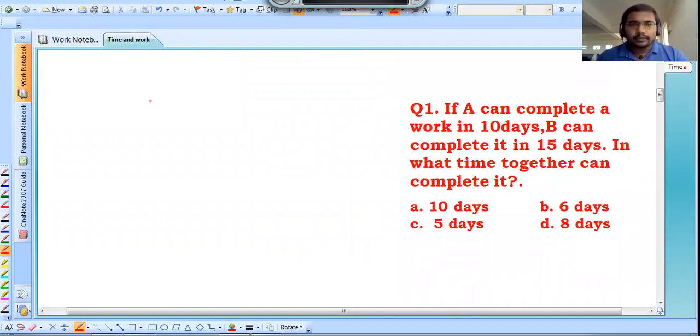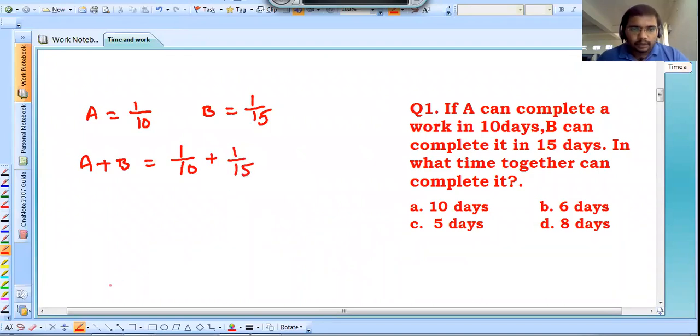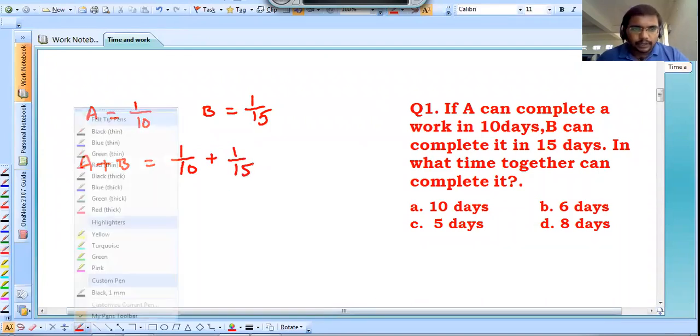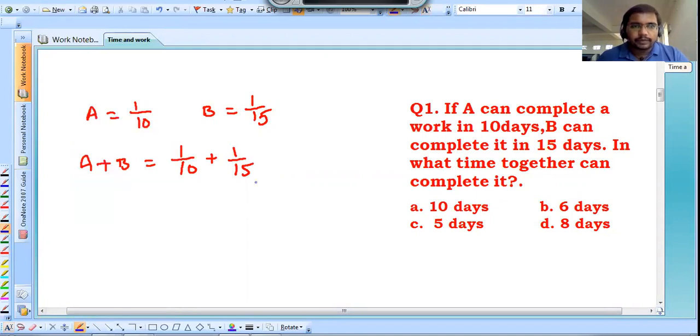So here, A can complete a work in how many days? 10 days. That means A's 1 day work is 1 by 10. B's 1 day work is equal to 1 by 15. Here, A plus B 1 day work is 1 by 10 plus 1 by 15.